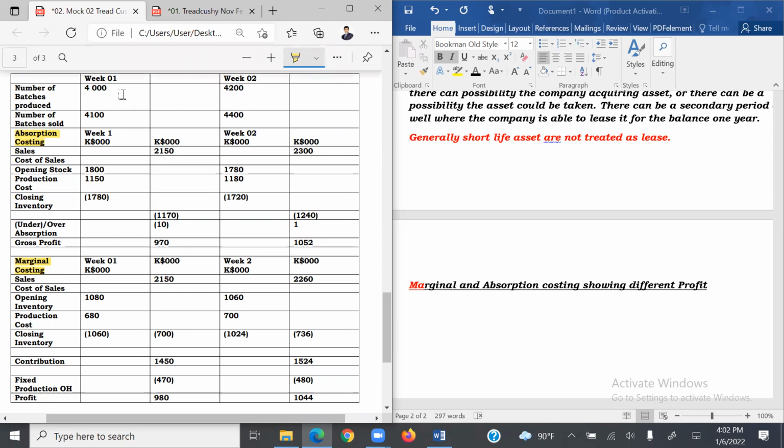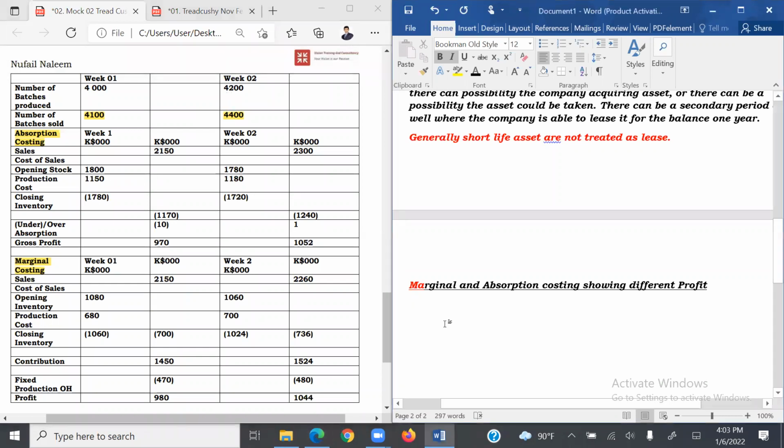Again, I am repeating it, students. Here you are selling more than what you are producing. Because here you produce 4,000 and you are selling 4,100, so you would have taken from the inventory. And here you produce 4,200 and you are selling 4,400, so you would have taken the balance from the inventory.